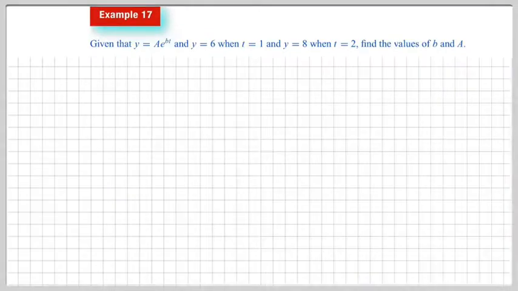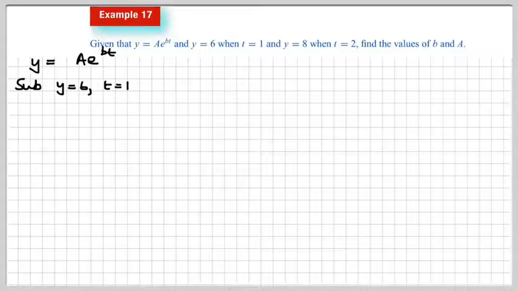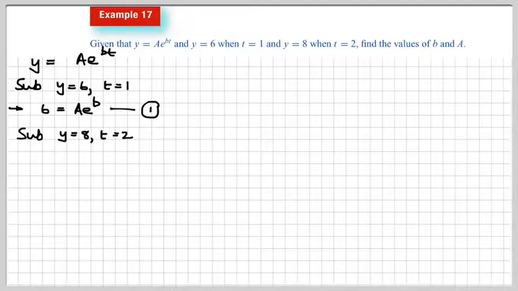This time we've got, given that y equals a e to the bt, and y is 6 when t is 1, and y is 8 when t is 2, find the values of b and a. Well, look, guys, just the same old, just two simultaneous equations, and off we go, I think. Same procedure. So y equals a e to the bt, that's our equation. We'll substitute y equals 6 and t equals 1, and what do we get? We get that equation, okay? Now we'll do the same thing with y equals 8 and t equals 2. Substituting into this original equation up here, what do we get? We get that. Okay, we've got two equations, two unknowns.